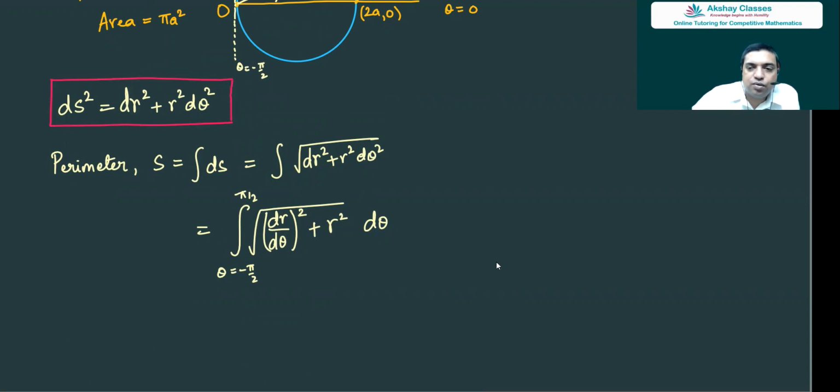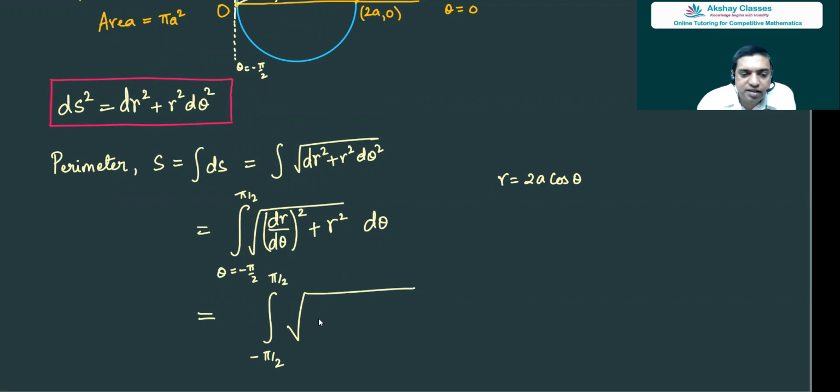Okay. So what we get is, r is 2a cos theta. So let us substitute, minus pi by 2 to pi by 2, under root, dr by d theta is minus 2a sine theta, the whole square. So minus 2a sine theta whole square plus 2a cos theta the whole square d theta.